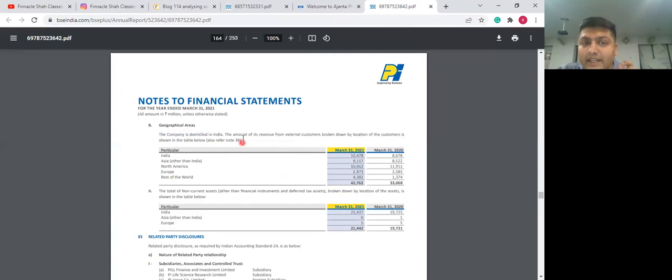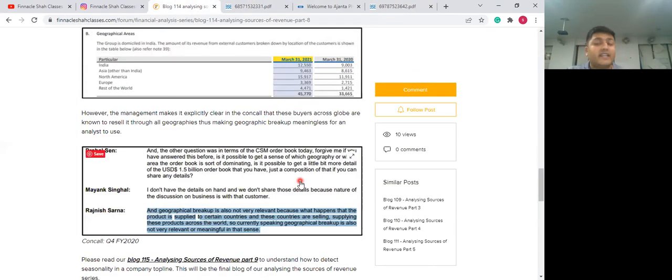The company is domiciled in India. The amount of its revenue from external customers is broken down by the location of the customers. It doesn't necessarily mean that these are the end consumers of these particular products. So that's a very interesting angle to take a look at when it comes to analyzing revenues.